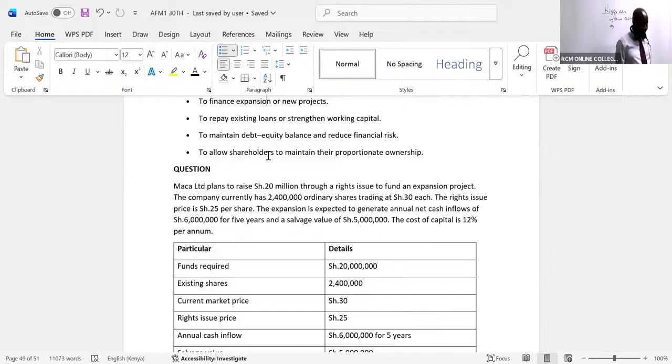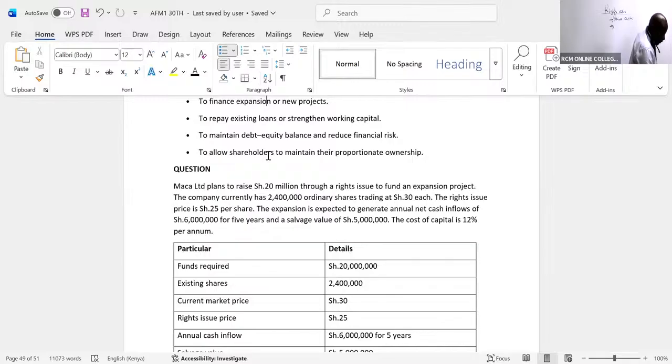Marker Limited. You can just listen and I'll highlight everything. We want to raise 20 million through a rights issue to fund an expansion project. The company currently has 2.4 million ordinary shares trading at shillings 30 each. The rights issue price is 25 per share. You can see the normal market price is 30, but the rights issue price is lower, 25. The expansion is expected to generate annual net cash inflows of 6 million for 5 years and a salvage value of 5 million, and the cost of capital is 12% per annum.